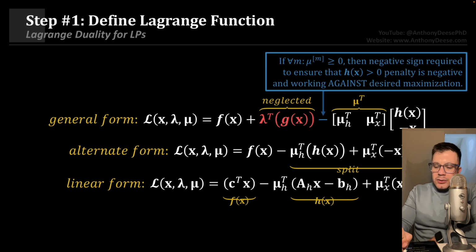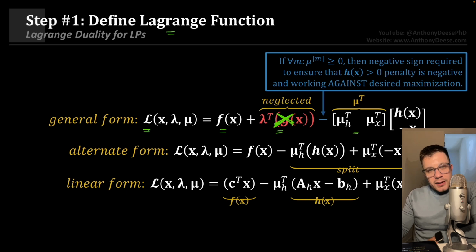The first thing that we need to do is to define our Lagrange function. Nothing new here. Again, our Lagrange function is equal to our objective function plus lambda times g of x, minus mu times h of x. So a couple things to clarify. Well, first off, the lambda term is no longer considered, because we've assumed that in our standard form, we got rid of our equality constraints and converted those to inequality constraints.